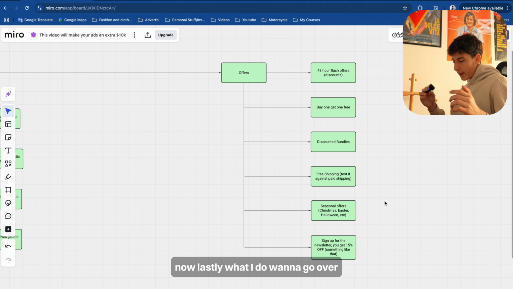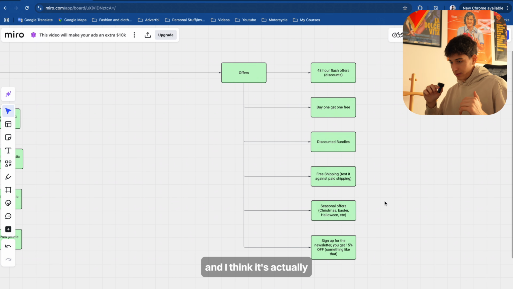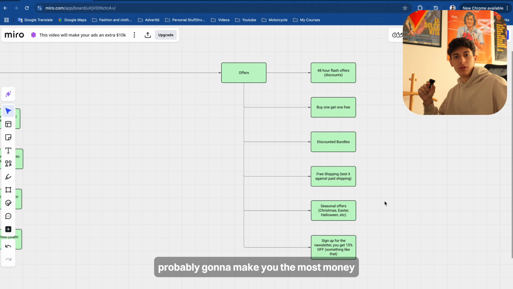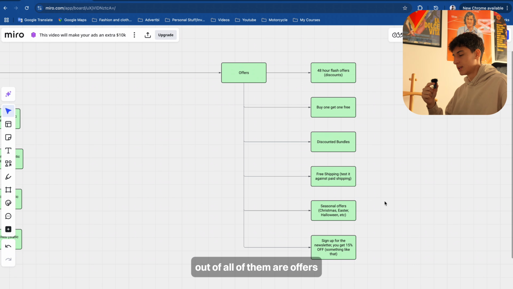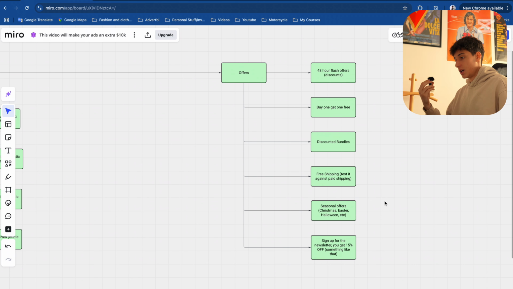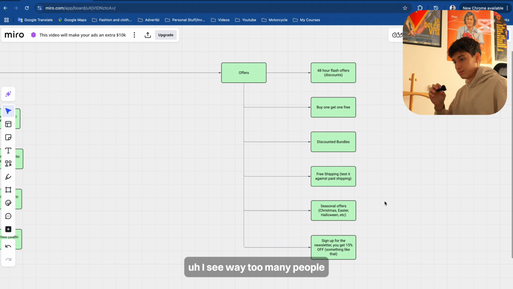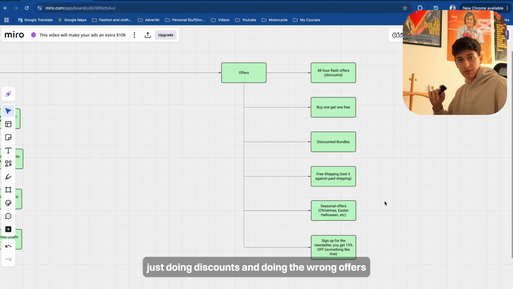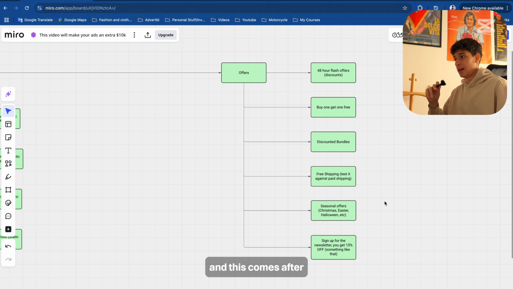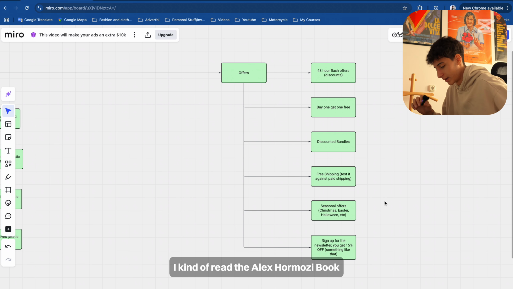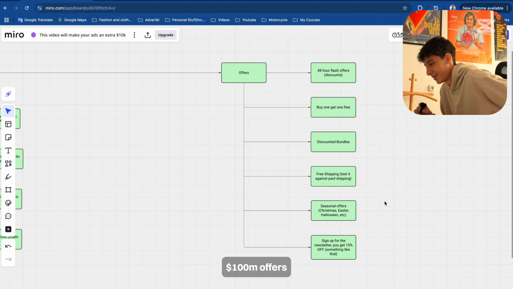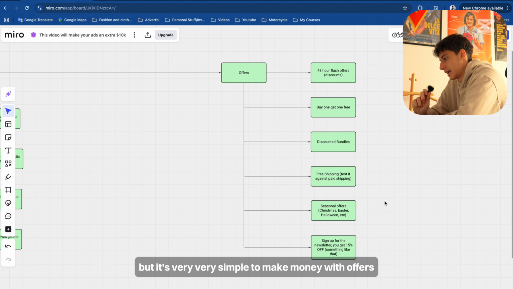Now, lastly, what I do want to go over, and I think it's actually probably gonna make you the most money out of all of them, are offers. I see way too many people just doing discounts and doing the wrong offers, and this comes after I read the Alex Hormozi book, $100 million offers. But it's very, very simple to make money with offers.